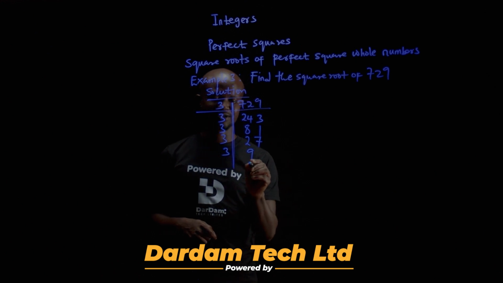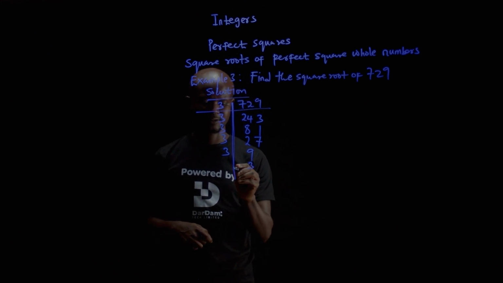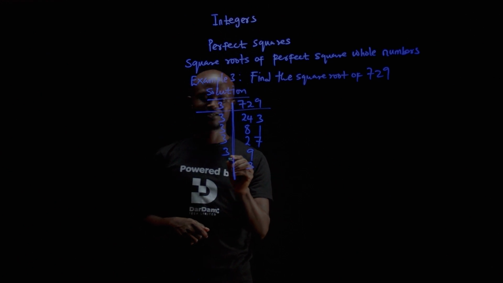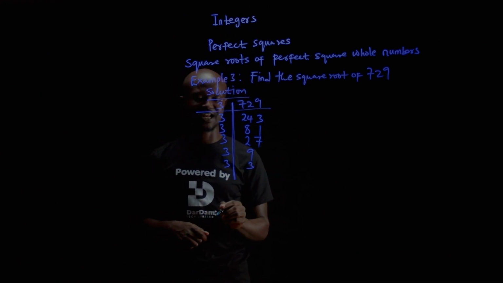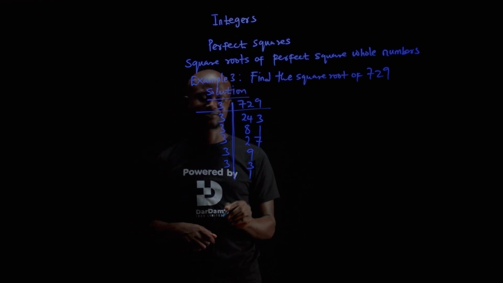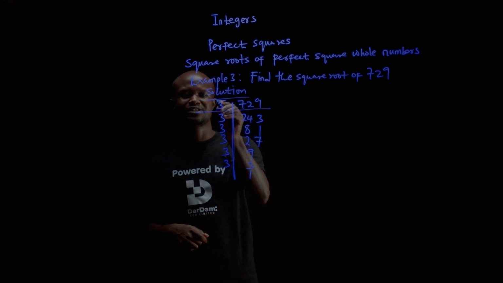9 divided by 3. We have 3. Then, we use 3 again. What do we have? 3 divided by 3, 1. This is what we need.